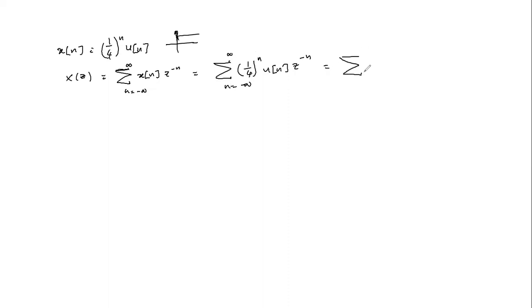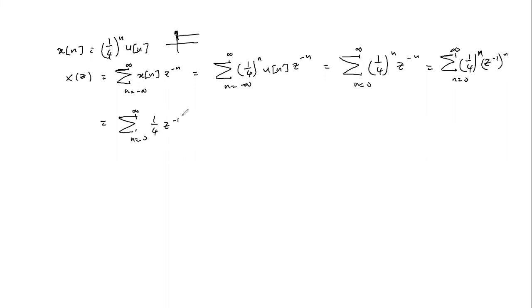So that will be n equal to 0 to infinity, (1/4)^n z^(-n). And we can rewrite this as the sum from n equal to 0 to infinity of (1/4)^n (z^(-1))^n. If we compress that, we have the sum from n equal to 0 to infinity of (1/4 z^(-1))^n.